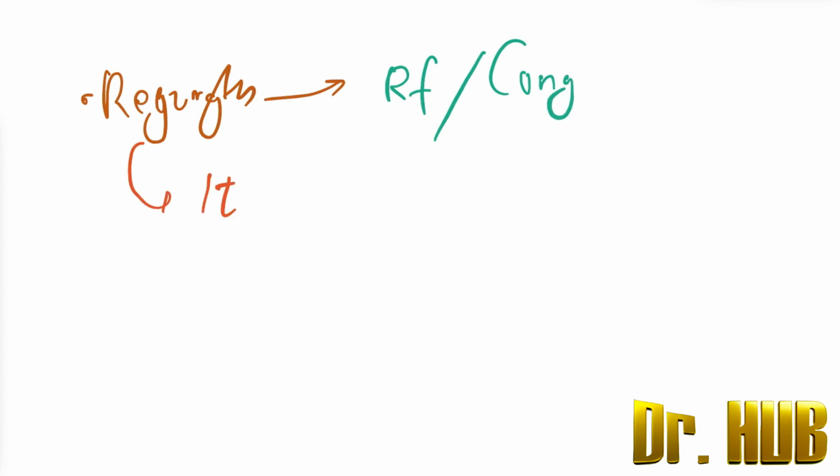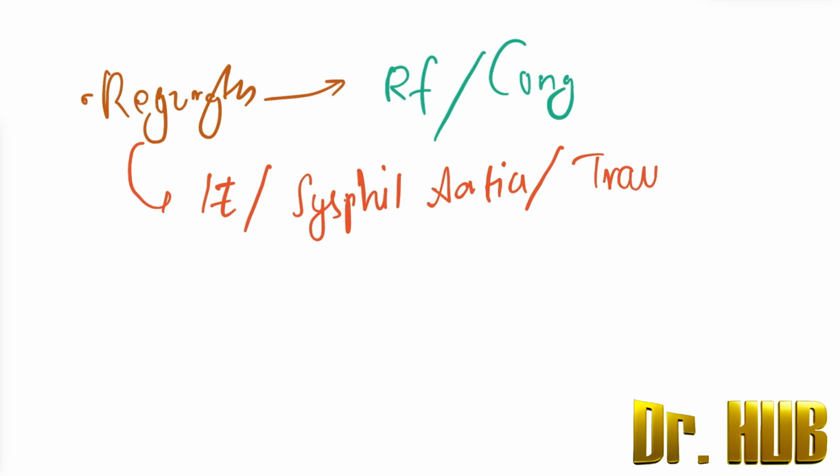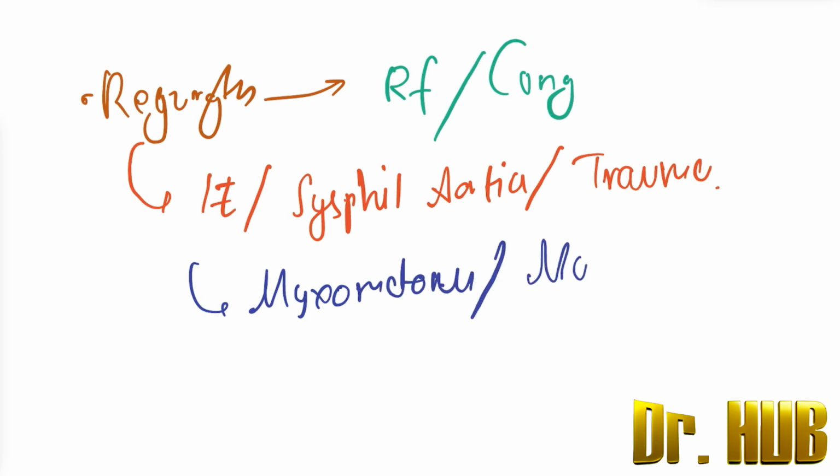Under regurgitation, there is rheumatic fever, RF, and then it can be due to congenital causes. Next is IE, that is infective endocarditis, then syphilitic aortitis, then trauma and myxomatous degeneration. So there's trauma, there is myxomatous, then comes Marfan syndrome.